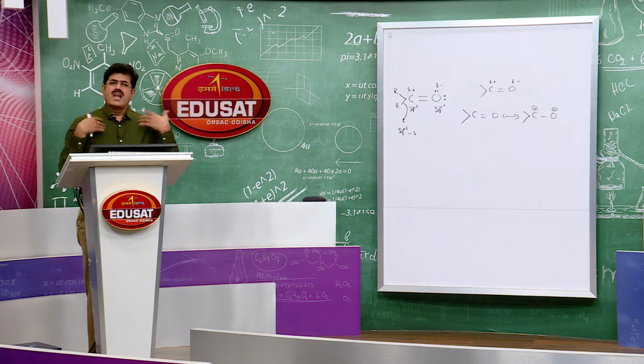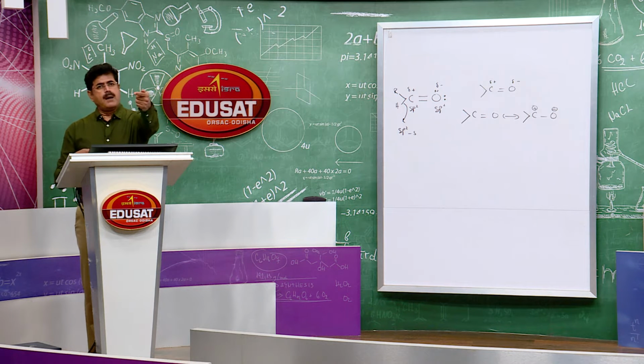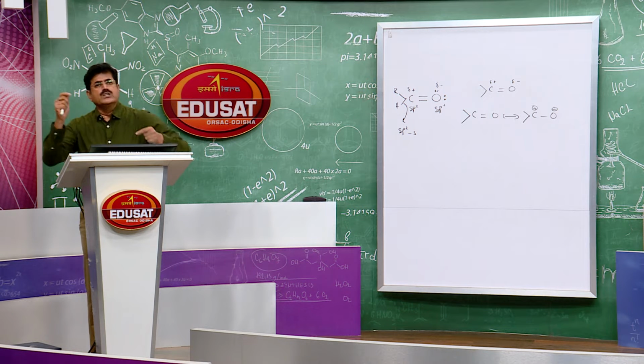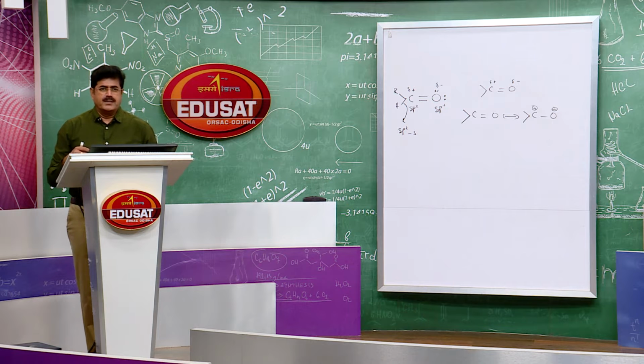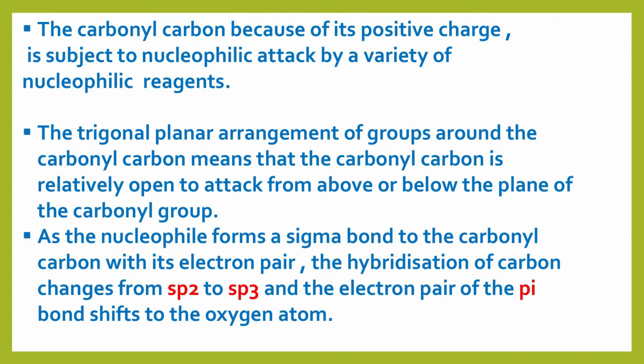That is why they love positive charge, and here in the carbonyl group, the carbonyl carbon has got a positive charge, so the nucleophile attacks the carbonyl carbon. Next point here, the trigonal planar arrangement of groups around the carbonyl carbon means that the carbonyl carbon is relatively open to attack from above or below the plane of the carbonyl group.